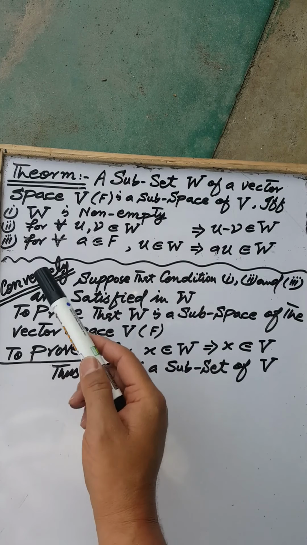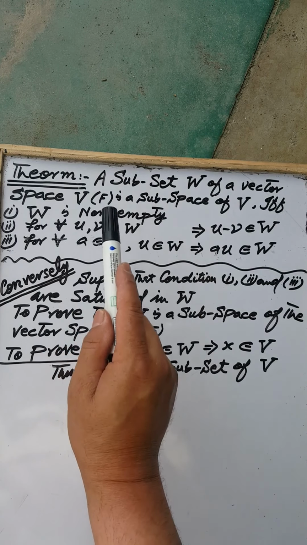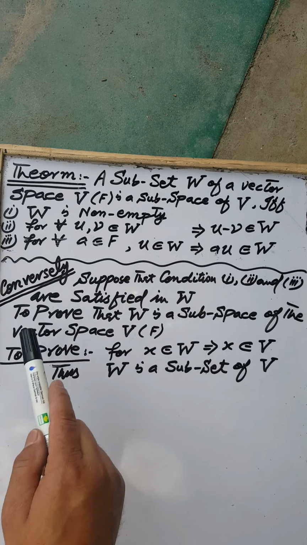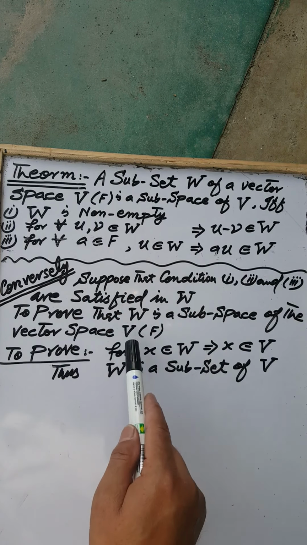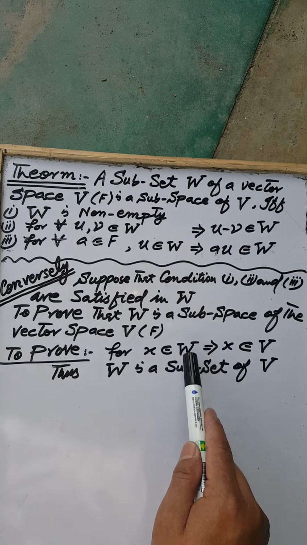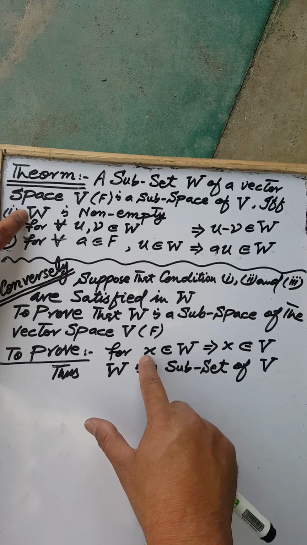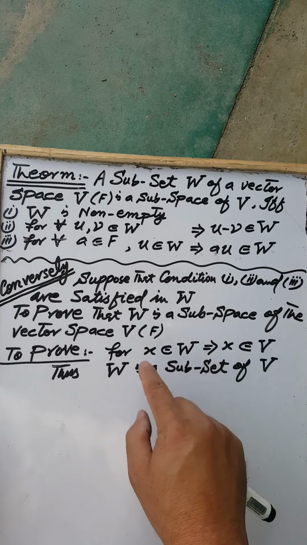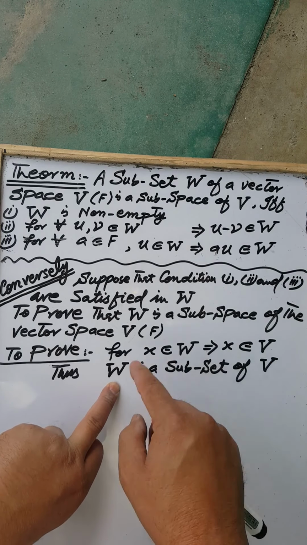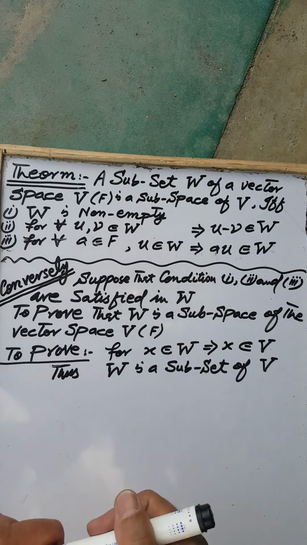To prove the converse of this theorem, we assume the first, second, and third conditions are satisfied, and then we have to prove that W is a subspace of the vector space V over the field F. For any element X belonging to W: since W is a non-empty set, there exist elements in W, and these elements belong to the vector space V over the field F, which satisfies the condition that all the elements of W are contained in V. Thus W is a subset of the vector space V over the field F.